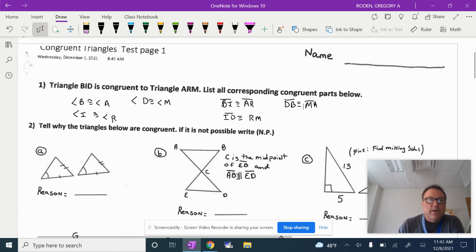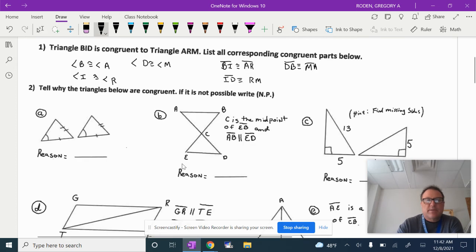Cool. All right. So now the next thing is just to test why these things are congruent or not congruent. Now, right away, if you notice, we have side side angle, or ASS. We don't want that. So this is not possible. Right off the bat, this is not possible. We can't do this.